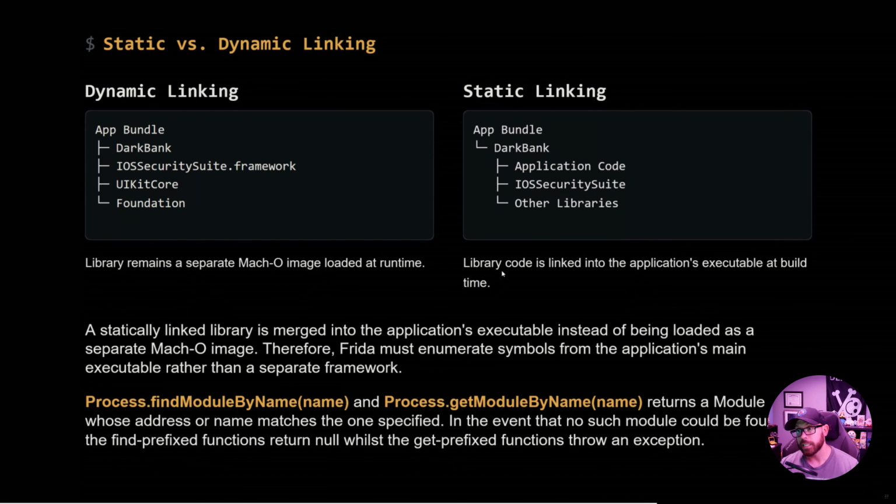So that's what potentially we're dealing with. A statically linked library is merged into the application's executable instead of being loaded as a separate Mach-O image. Therefore, Frida must enumerate symbols from the application's main executable rather than a separate framework.